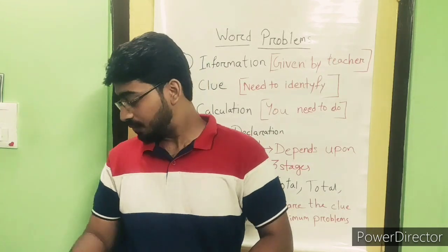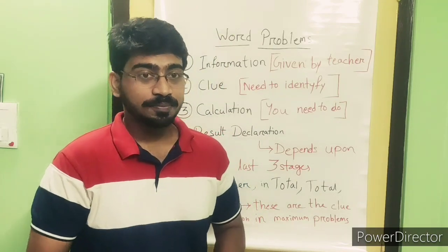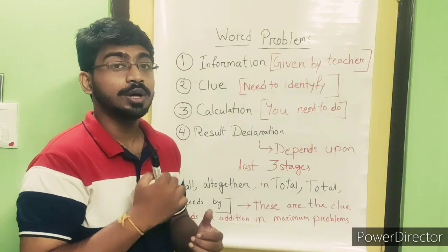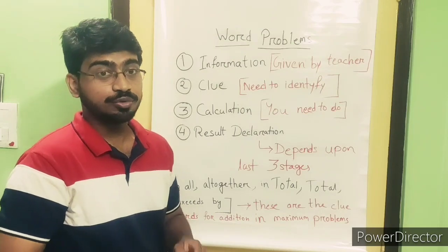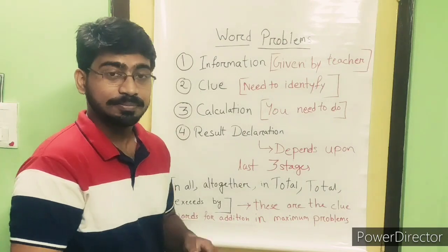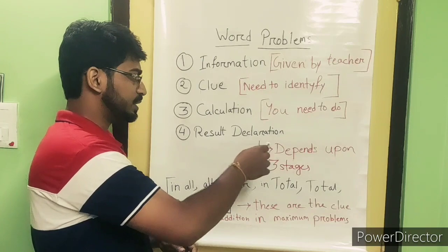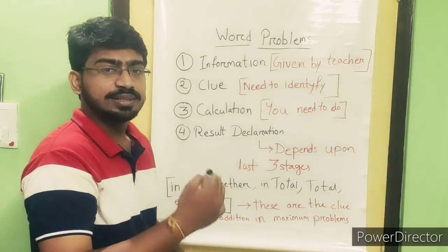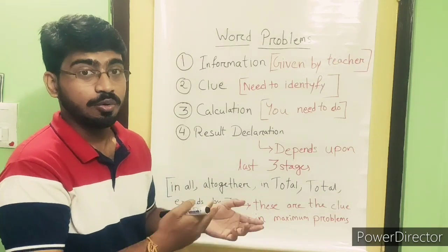Okay, so from that story, what conclusion comes? If we want to find the solution for word problems, we need to go through 4 stages. Not just 4 steps, because the last step, the result declaration, depends upon the other steps. So let's discuss it first, and after that we will go to our first word problem.